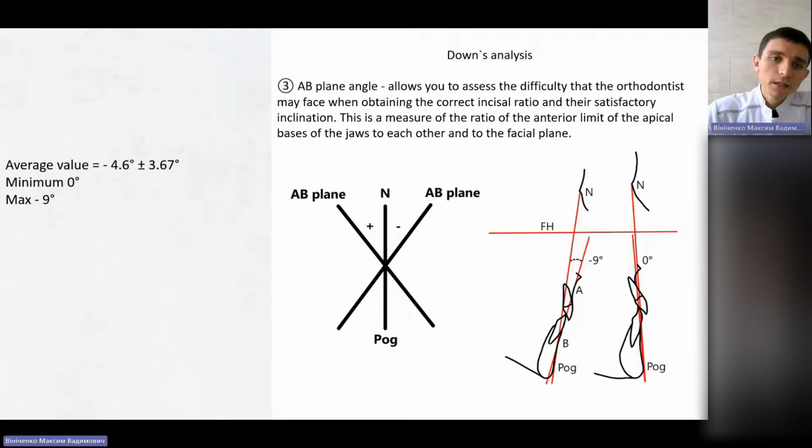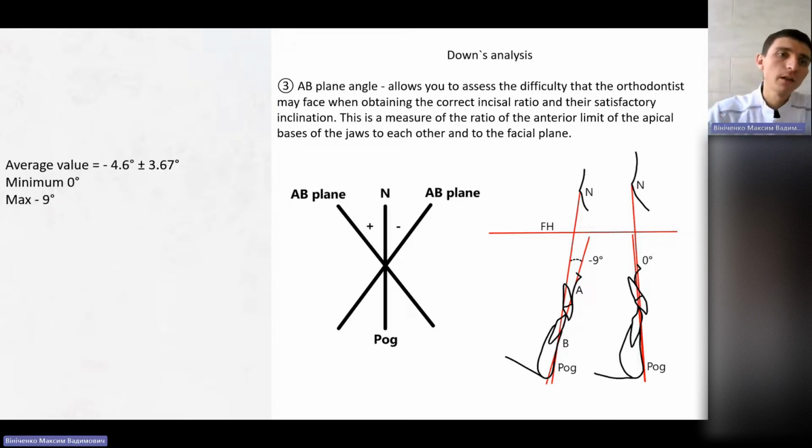If the epiplane is located on the right side relative to the line, we say that it has a minus. If the epiplane is located on the left side relative to the line, we say that it has a plus. So it allows you to assess the difficulty that the orthodontist may face.